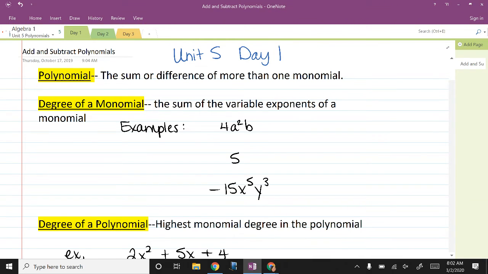We're going to start talking about polynomials. And a polynomial is just a sum or difference of one or more monomials. Now, what does sum or difference mean? Add or subtract, so you see pluses and minuses. And a monomial, we've kind of talked about that before, haven't we? Y'all heard me say that before.